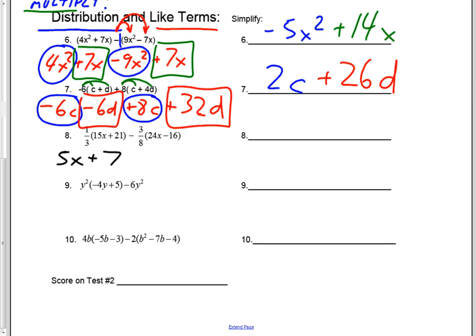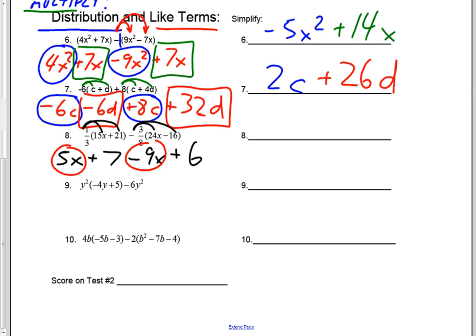You should have this multiplying this and this. Tell me, is 3/8 positive or negative? Negative. Negative times a positive, negative 9x. This times this, that's a positive 6. We just did the distribution. Now we do the like terms.